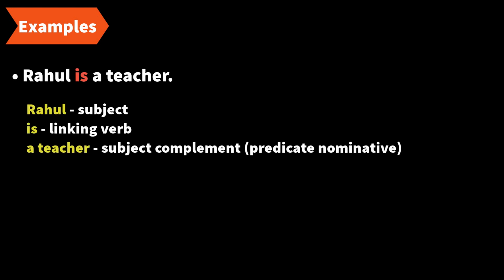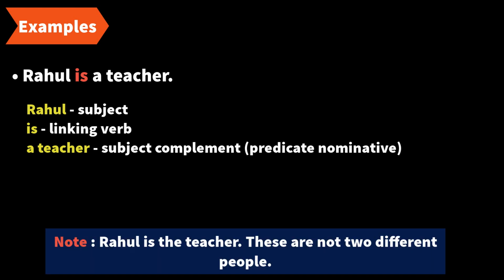Now we'll take some examples and understand how a linking verb works in a sentence. Rahul is a teacher. Now is here is the linking verb that's linking the subject Rahul to its complement teacher. What is Rahul? Rahul is a teacher. So a teacher is the subject complement, the predicate nominative. A teacher is giving a new name to the subject Rahul. What is Rahul? Rahul is a teacher.